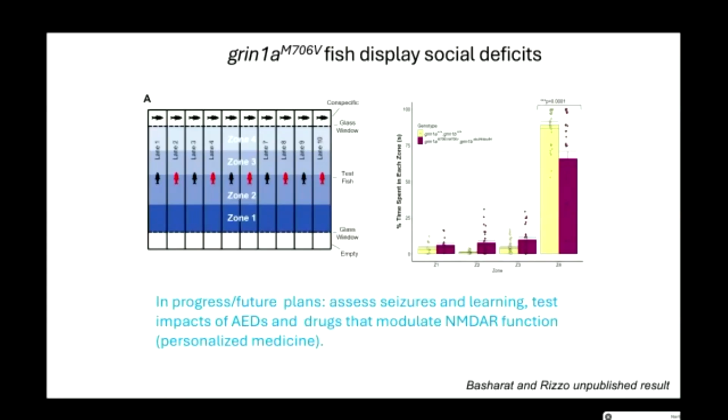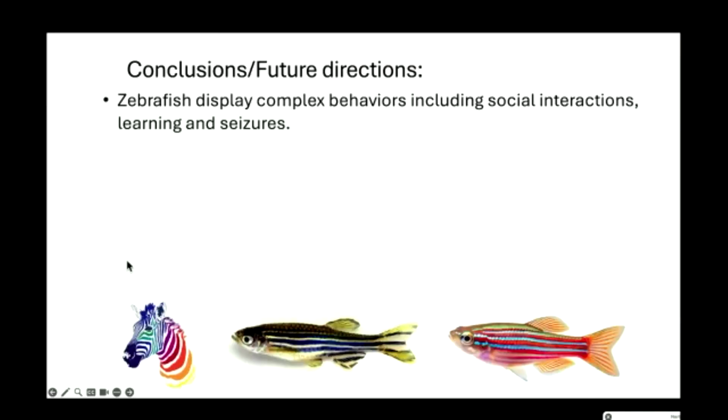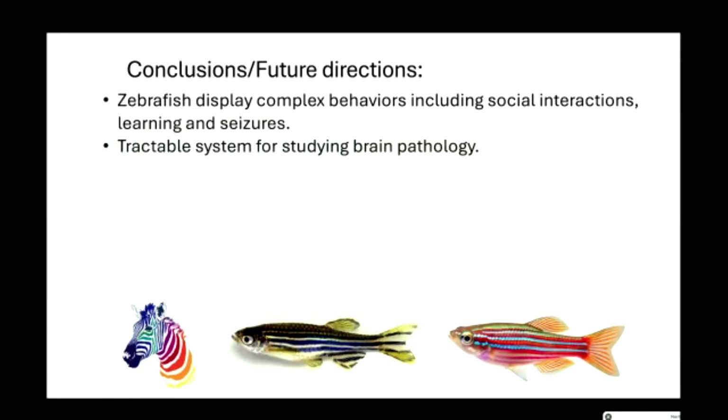So that's personalized medicine, something that we would like to get to, and we have the opportunity to do with some of these. Okay, so just to sum this up, the reasons that zebrafish are useful is because first of all, they display complex behaviors. They're obviously simpler than humans, but the behaviors do resemble ours in many ways, including social interactions, learning, and seizures. It's a very tractable system for studying brain pathology and pathogenic mechanisms.